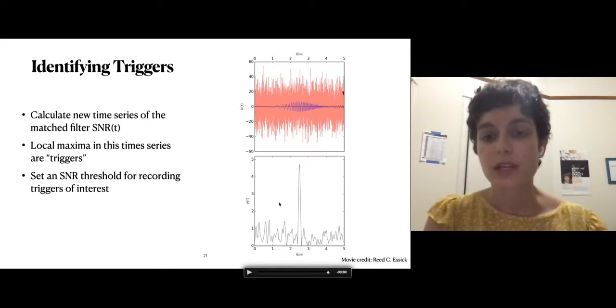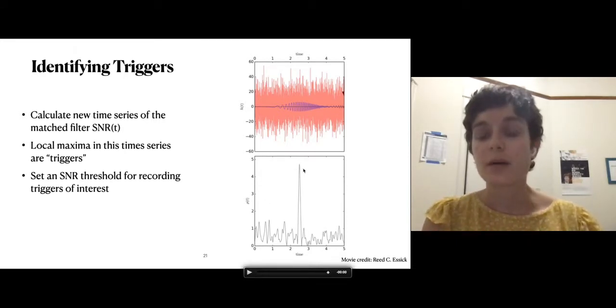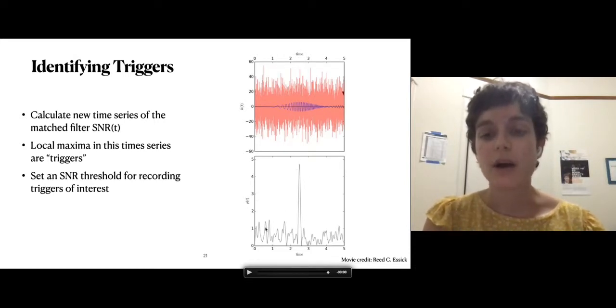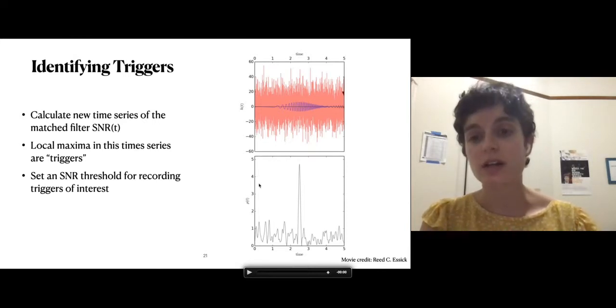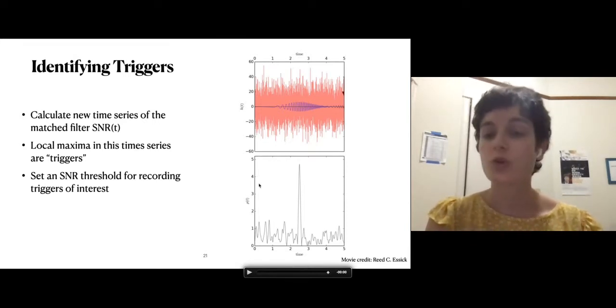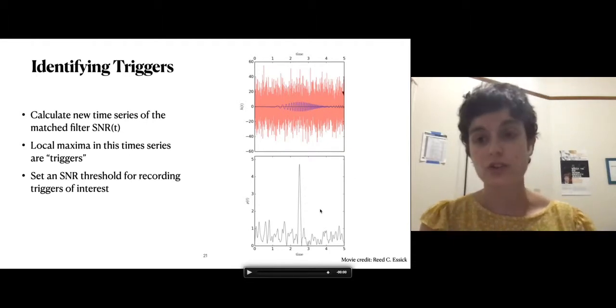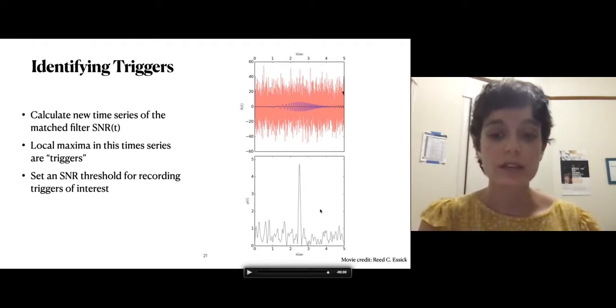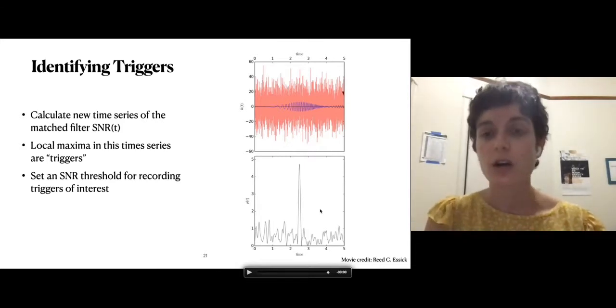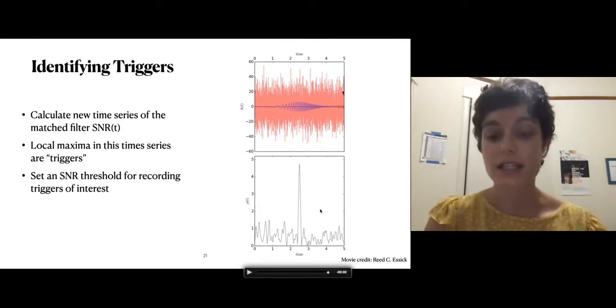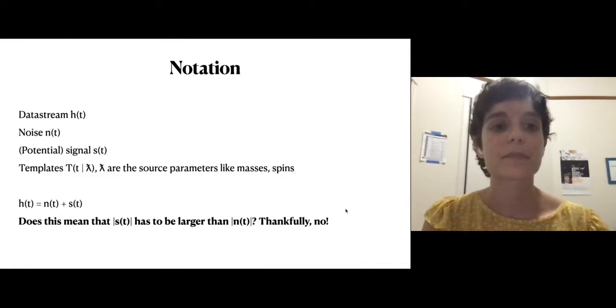There's some threshold that we pick, some threshold in SNR, and the peaks that lie above this threshold at a higher SNR are saved to disk, right? Those are the triggers. That's what we mean by triggers. Some of them may be very high significance, and we think they're astrophysical, and some of them may be low significance, and at the very end of the talk, we'll go over how to calculate that significance. But for now, these peaks are just the triggers.